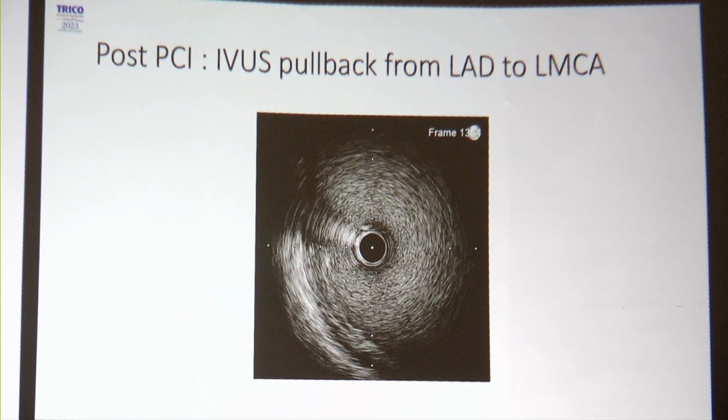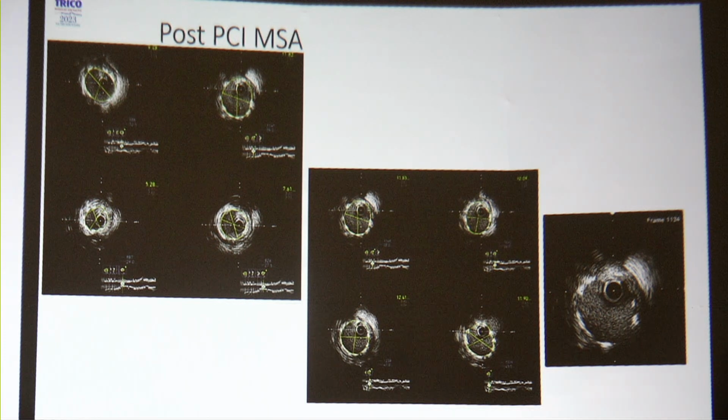And these are the post PCI MSAs. Optimally obtained in the proximal LAD about 9.4 and in the left main about 11, and toward the proximal edge about 12.4, indicating an optimized result as far as IVUS guidance is concerned, and the geographic miss was corrected, and the patient could be sent home safely.